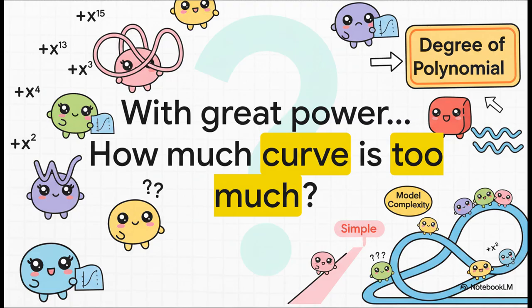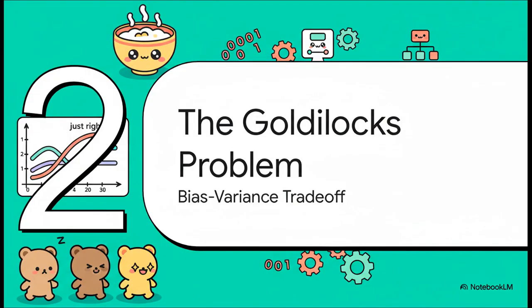I mean, we can add x squared, but why stop there? Why not x cubed? x to the 4th? Heck, why not go all the way up to x to the 15th? How much curve is actually too much curve? And that question, my friends, leads us to one of the most fundamental ideas in all of machine learning. This whole thing brings us to what's called the bias-variance trade-off. Honestly, the best way to think about it is as the Goldilocks problem of machine learning. We're always searching for a model that's not too simple, not too complex, but just right.